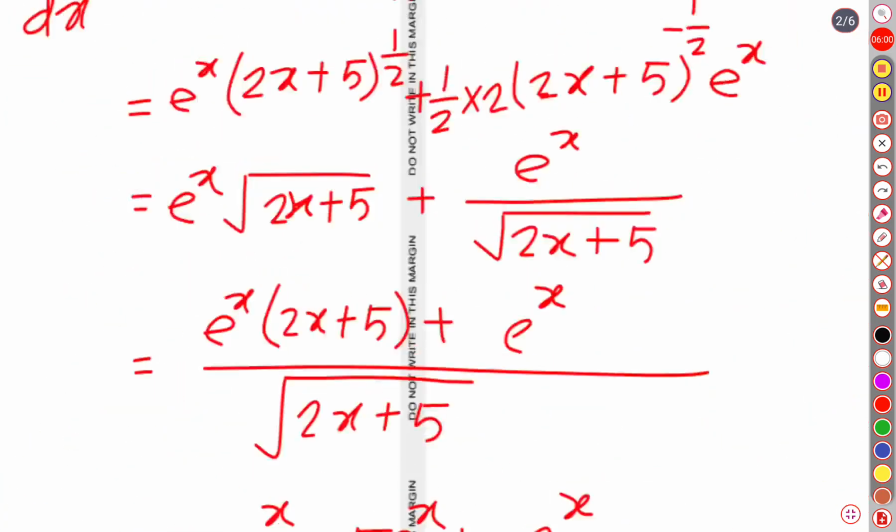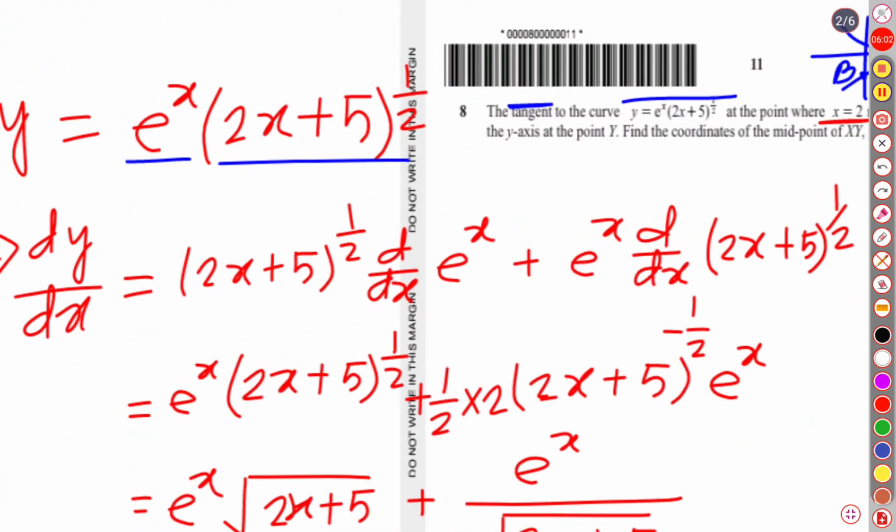Yes. So we have written our y here. This is the first function, e raised to x, and the second function is (2x + 5) raised to half. So we have written dy over dx equal to the second function into the derivative of the first function, then just alternate: the first function into the derivative of the second function, as I have explained just now.